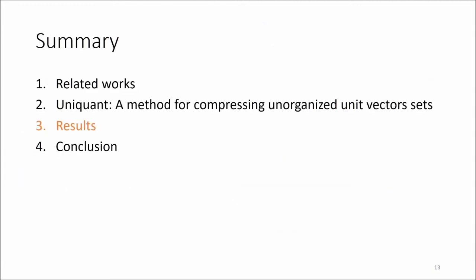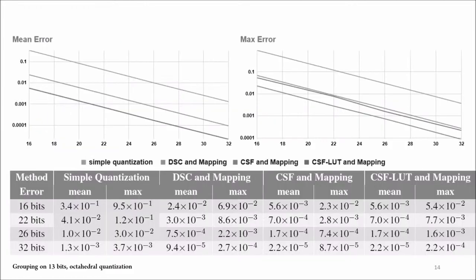Now I'm going to show you some results with some artificially generated data as well as some application scenario. Here you can see some results on 10 million randomly generated unit vectors. You can see that the grouping strategy impacts the efficiency of the method. The grouping is done on 13 bits and the quantization is the octahedral quantization.